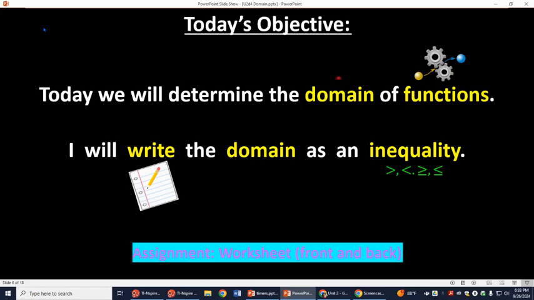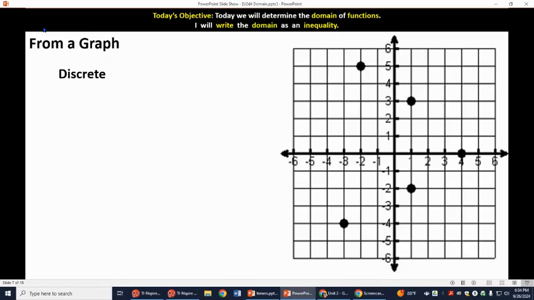Today we will determine the domain of functions. I will write the domain as an inequality. So far we've been writing our domain as a set of numbers. We still need to write it as an inequality. That's going to come into play when we look at the domain of graphs.